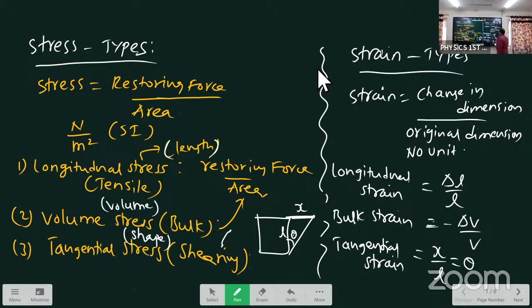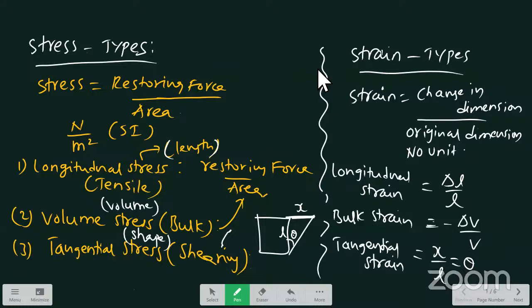Again, one more question, strain. Strain is the ratio between change in dimension and original dimension. It has no unit because numerator and denominator are always the same physical quantity, so units cancel each other. Longitudinal strain is change in length by original length. Bulk strain is change in volume by original volume; the minus indicates volume decreases. Tangential strain relates to displacement between the layers with respect to original length. So, one is stress, the second is strain.